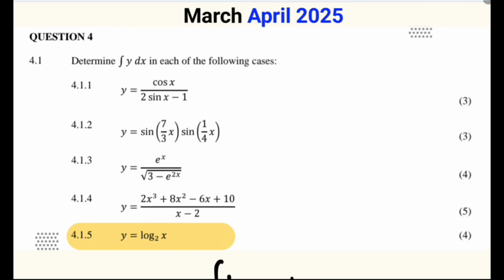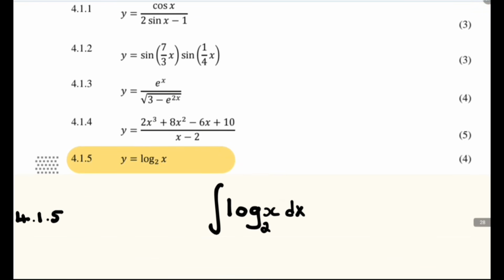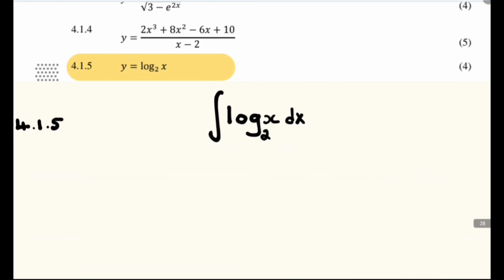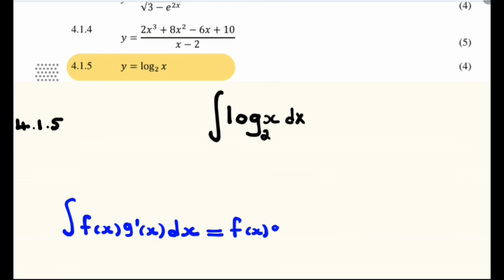Question 4.1.5, we are going to integrate a log function, and to integrate a log function, we are going to use integration by parts, and the formula is the integral of f of x multiplied by g prime of x dx is equal to f of x multiplied by g of x minus the integral of g of x multiplied by f prime of x dx.